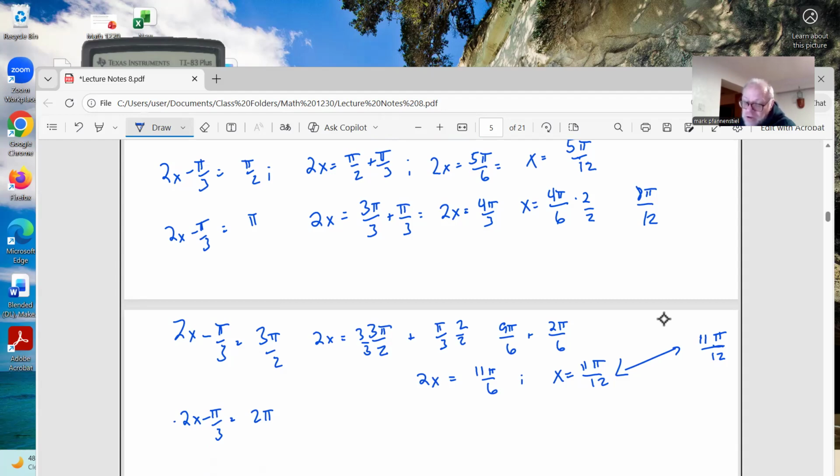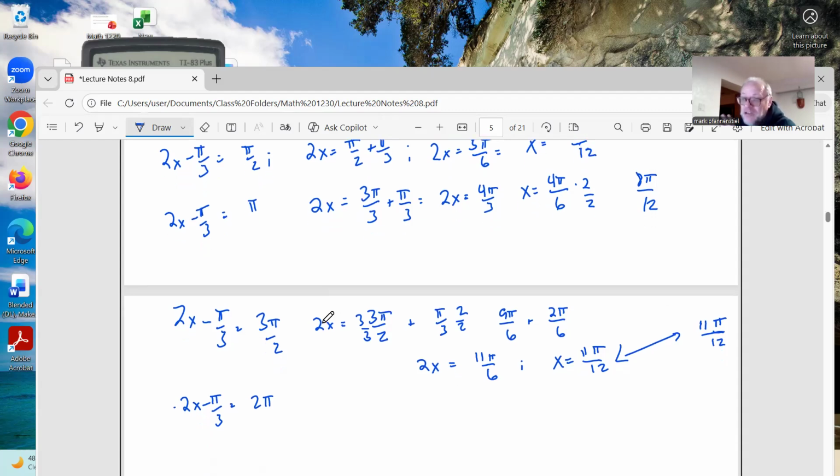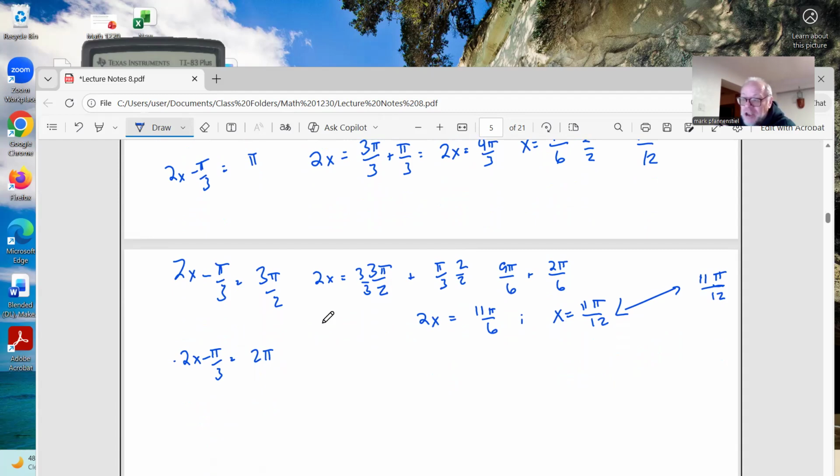You could also do it the way the book says to do it and get the period, get the phase shift, and then figure it out that way. And that's fine. You're allowed to do it either way. I don't really care which way you do it. Use which way is the most comfortable for you.